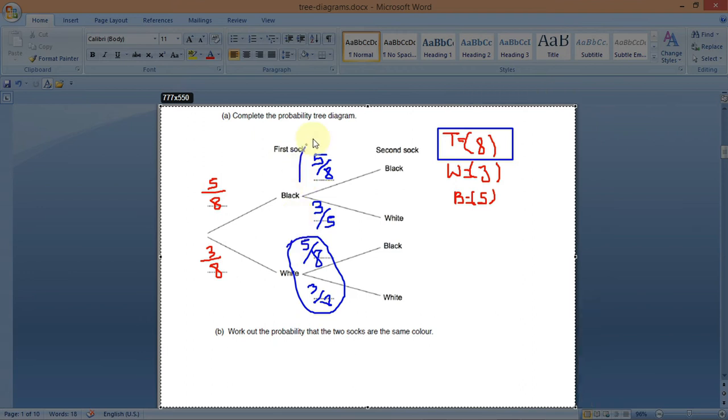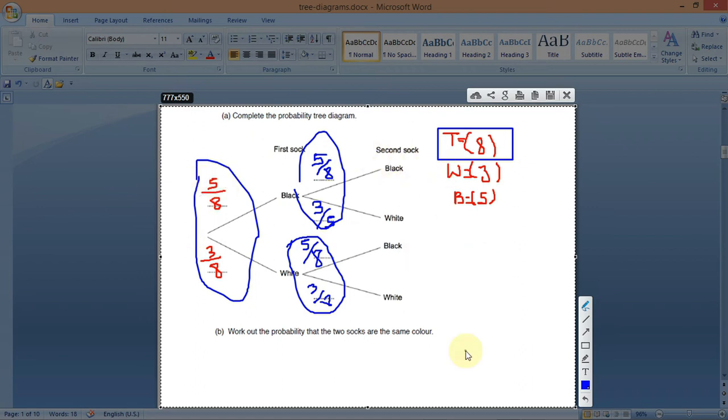If you sum the probability here it is 1. If you sum the probability there it is 1. And if you go ahead and do black, black, white, white, that thing will be the same. So let's check: what is the probability that 2 socks are the same color? So the same color will be white, white, or black, black.